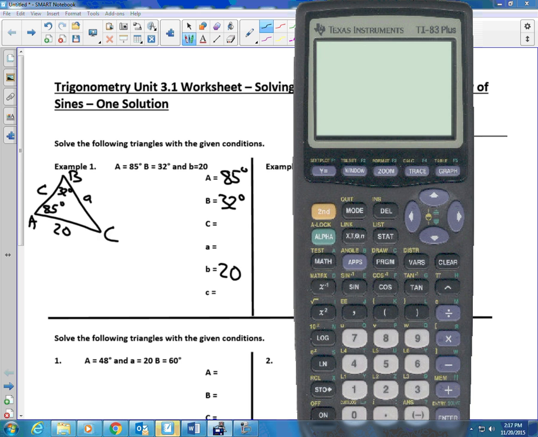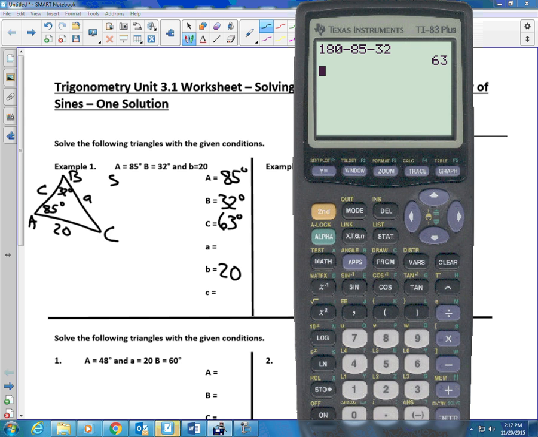But first, let's find angle C. How do I find angle C? 180 minus 85 minus 32. 63. So we've got one of the six. I'm sorry, we've got four of the six. So would you like to find A or C now?